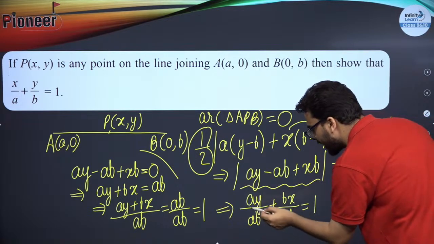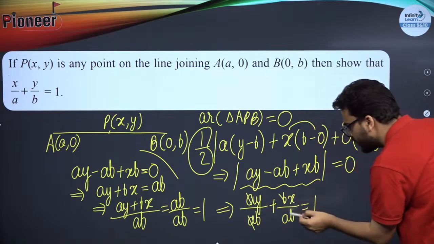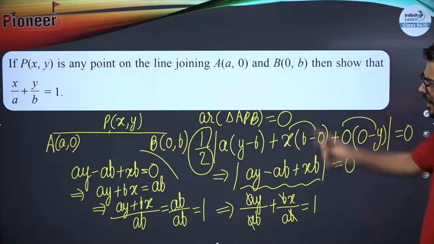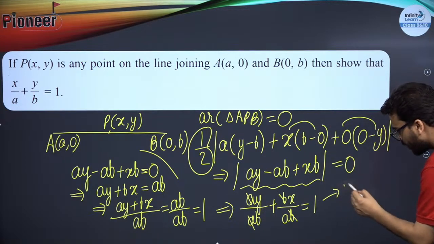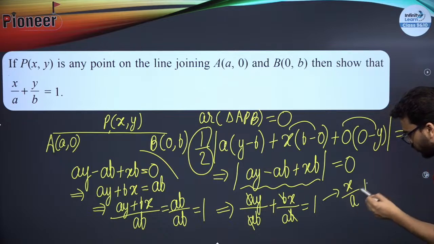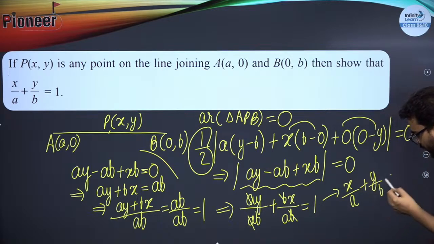So you see, this will be cancelled out or not? You see, b will be cancelled out. So from here, are we getting x by a plus y by b, that is equal to 1? Have we proved it, guys?